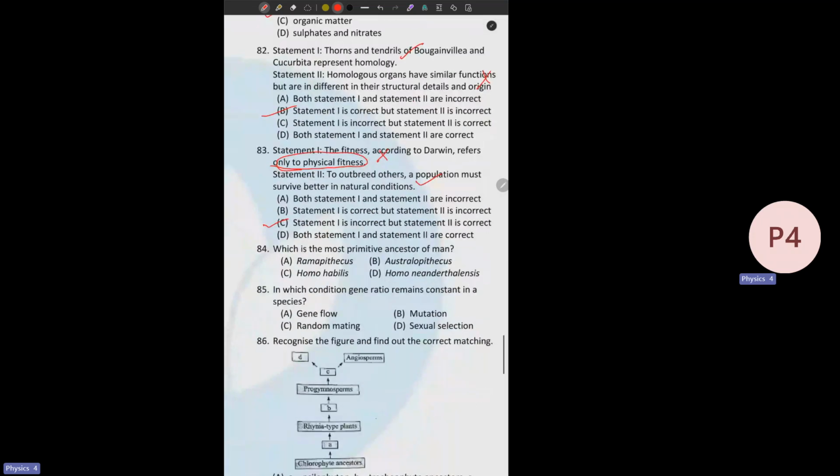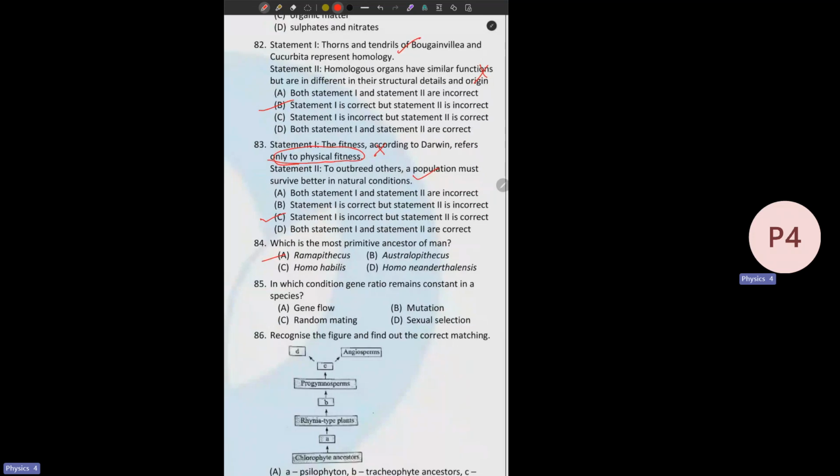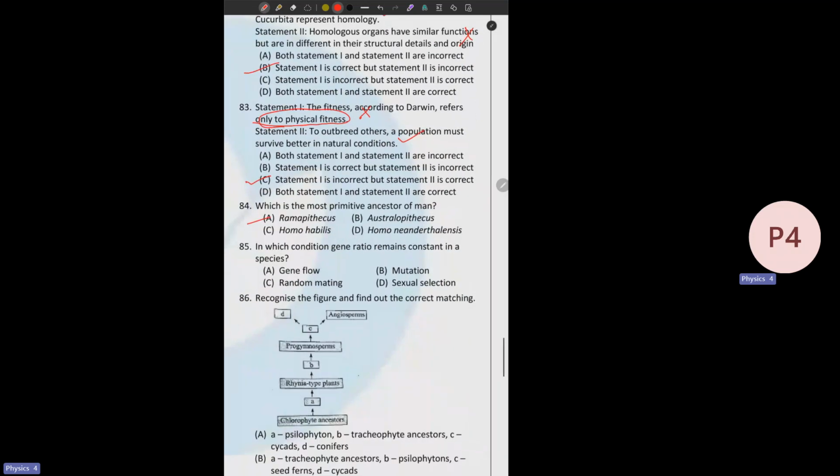Which is the most primitive ancestor of man? Again, it is Ramapithecus. In which condition gene ratio remains constant in the species? It means that Hardy-Weinberg equilibrium is accepted. That is random mating.